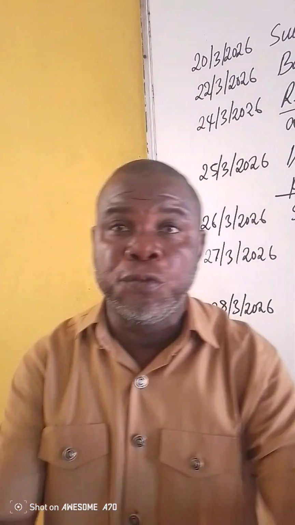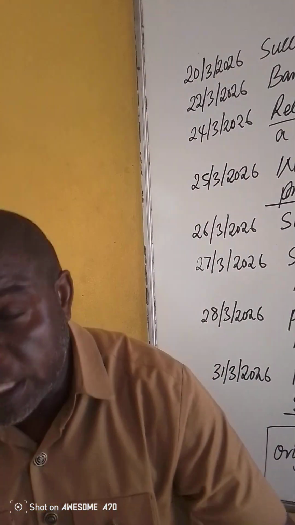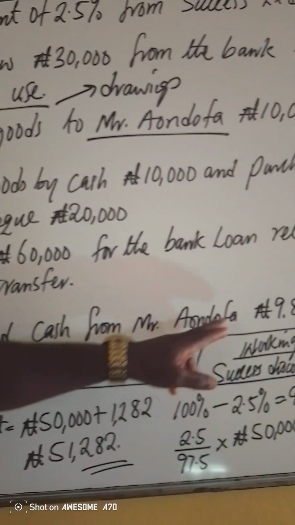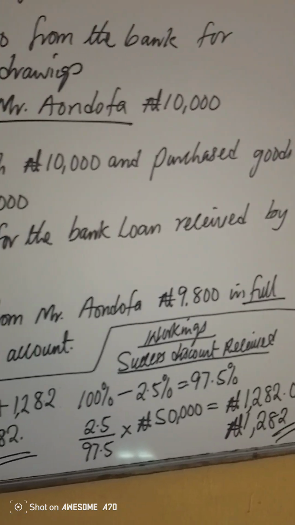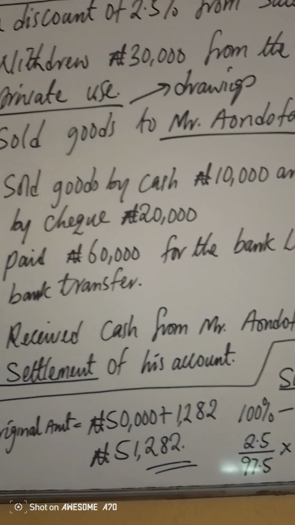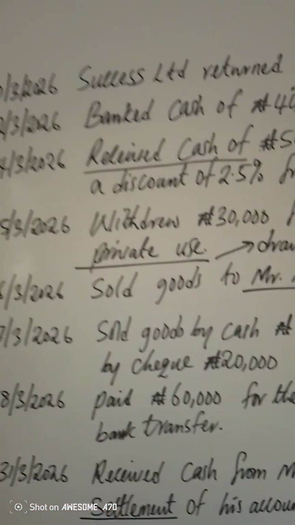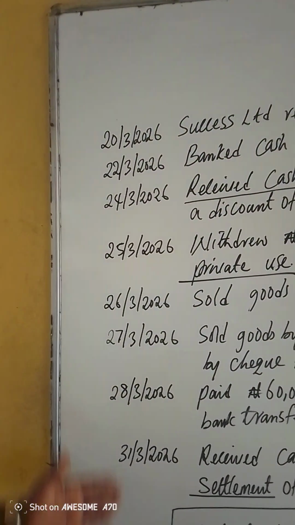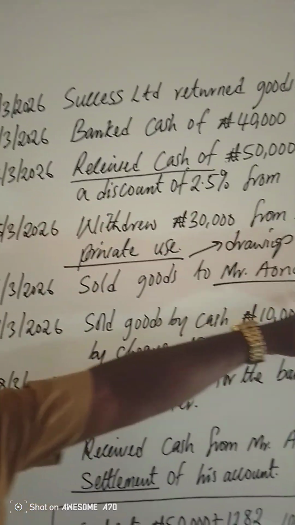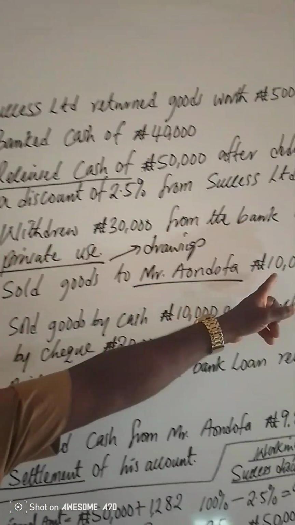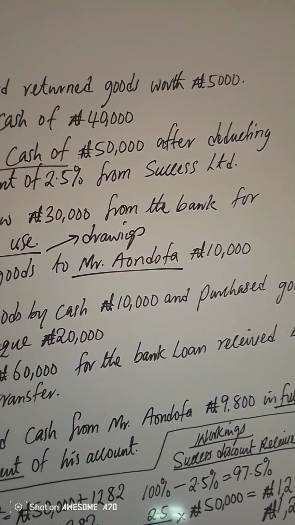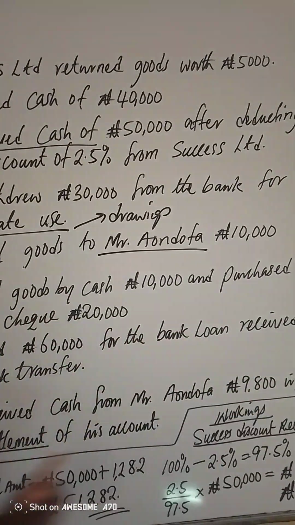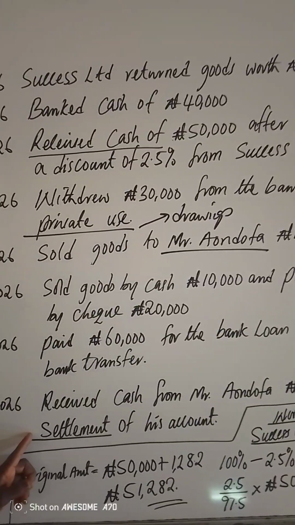But here they are saying full settlement, which means there's no settlement after this. So look at it clearly. We now say received cash from Mr. Ondufa, 9,800 in full settlement of his account. Then you have to go back and check how much Mr. Ondufa was owing the business. If you go back, you discover that we sold goods to Mr. Ondufa worth 10,000. Now that we are receiving 9,800 from Mr. Ondufa and it's in full settlement, it means Mr. Ondufa is no more owing the business.